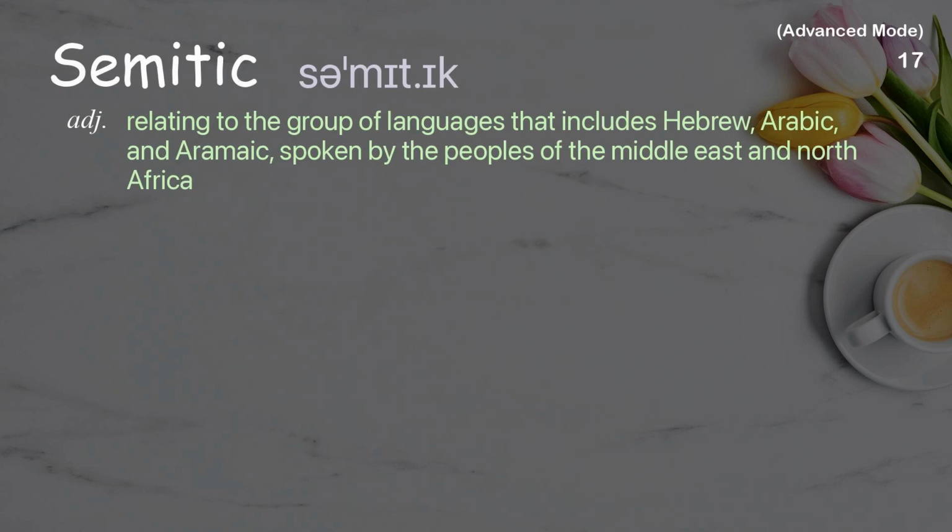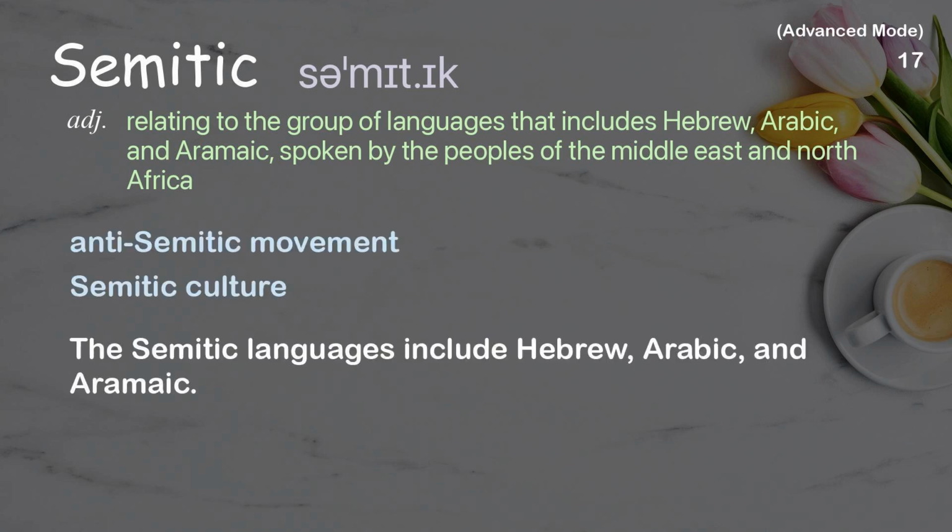Semitic. Relating to the group of languages that includes Hebrew, Arabic, and Aramaic, spoken by the peoples of the Middle East and North Africa. Examples: Anti-Semitic movement. Semitic culture. The Semitic languages include Hebrew, Arabic, and Aramaic.